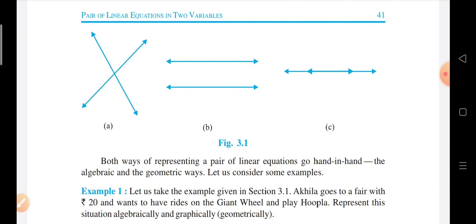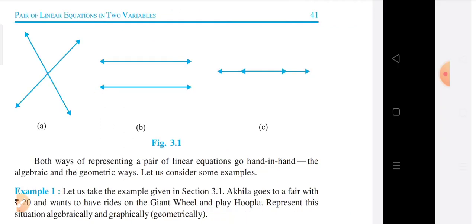Let us take the example given in section 3.1. Akhila goes to a fair with rupees 20 and wants to have a ride on a giant wheel and play hoopla. Represent this situation algebraically and graphically, that is geometrically. We had already discussed the equations.